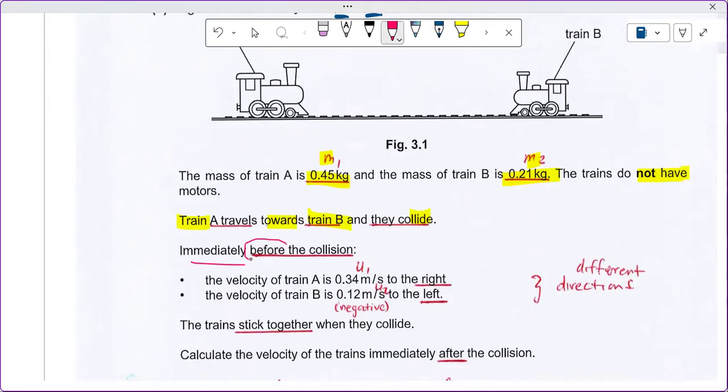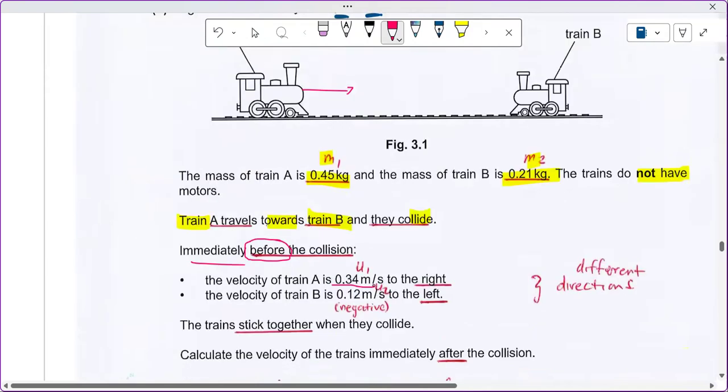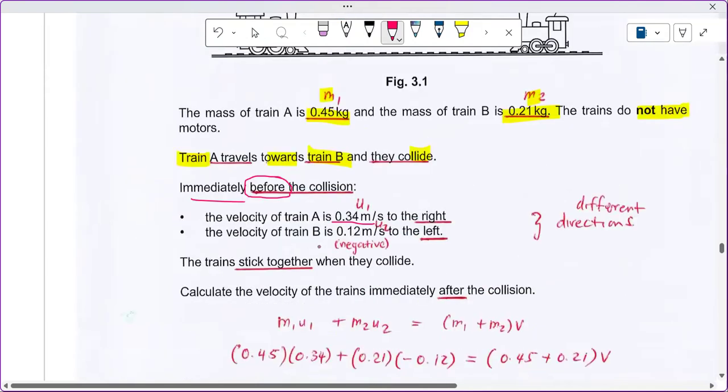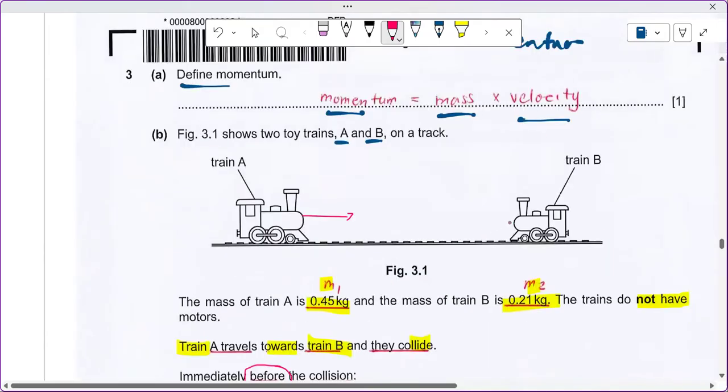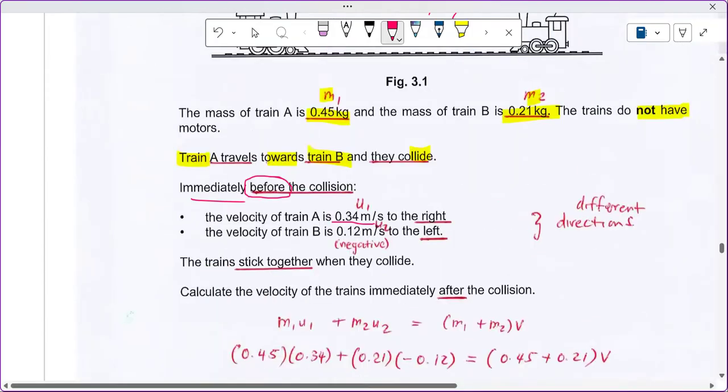Immediately before collision, pay attention to the terminology. Before they have collided, the velocity of train A is, so that means that's the initial, that's before they've collided. And it was moving to the right, which means where, guys? To that side. And the velocity of train B is 0.12 to the left. These velocities are not moving in the same direction. So the one moving at the left, you can just make it negative already, so this one becomes negative.